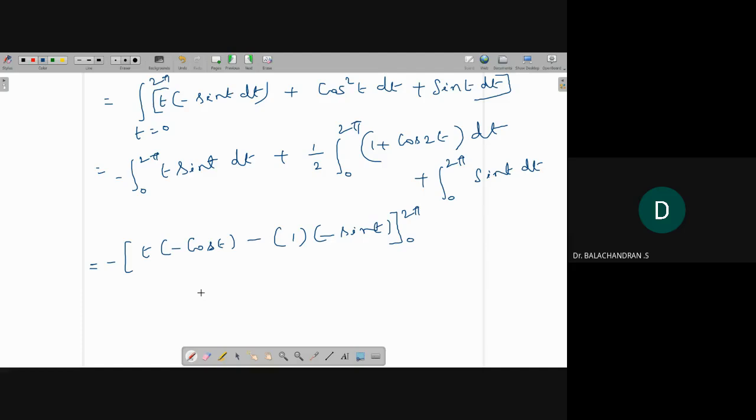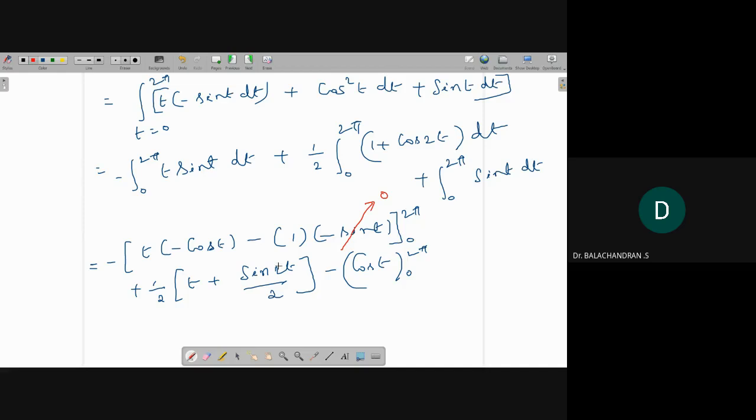Plus 1 by 2, t plus sin 2t divided by 2. Okay, now if you integrate this, you get minus cos t. So limit is from 0 to 2 pi. So now I can say this is 0 for both the upper limit as well as the lower limit. If it is 0 for only the upper limit, then I don't write it like this. If it is 0 for both the limits, then only I will write just 0, because sin 2 pi is 0, sin 0 is 0.